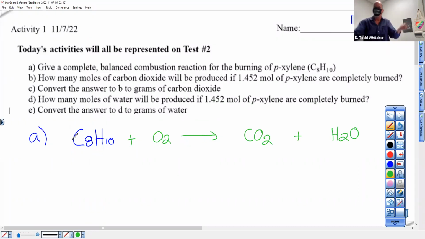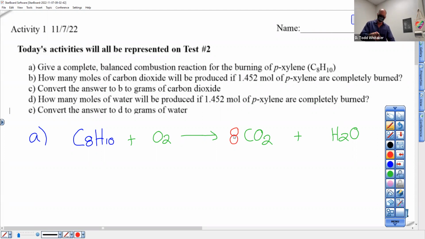It's not even harder. So starting with C, traditional way, you've got 8 of them on the left. How do you get 8 of them on the right? I want to hear your words carefully. Yeah. I like it. She knows I don't like the word add in this circumstance. So she said place an 8 in front of CO2, and I like the way she said it. Or she could have said multiply the coefficient by 8. That's what she did. And your carbons are taken care of.